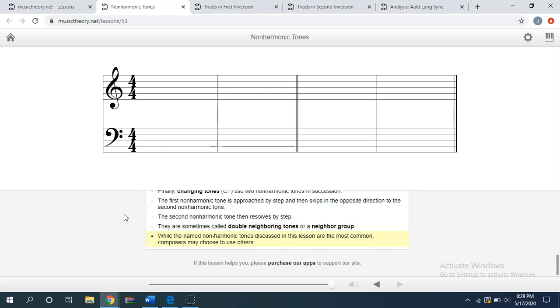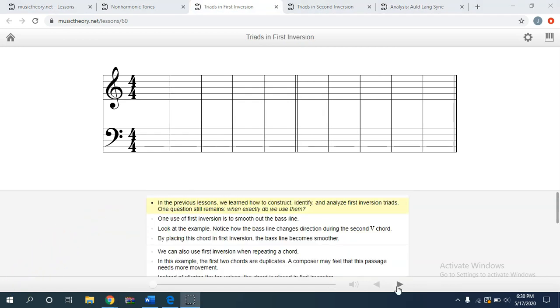Okay, so we're going to move on now to triads in first inversion. Okay, triads in first inversion. Previously, we learned how to make them and saw what they look like and how to analyze them, but I didn't really talk about why we even use them.